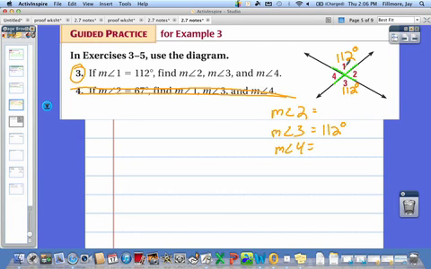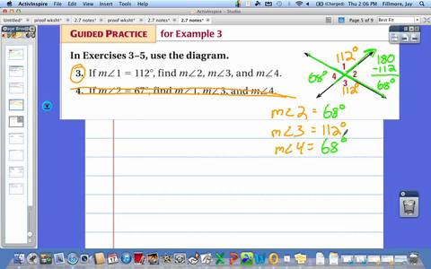But looking at angle 1 and angle 2, they form a straight line and share this common side. So they're a linear pair. So to find angle 2, since linear pairs are supplementary, you take 180 and take away 112. So it's 68 degrees for angle 2 because they're a linear pair. Likewise for angle 4, it's 68 because 2 and 4 are vertical. So if this is 68, angle 4 should be 68 as well.